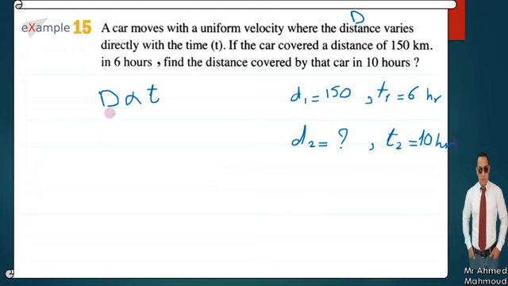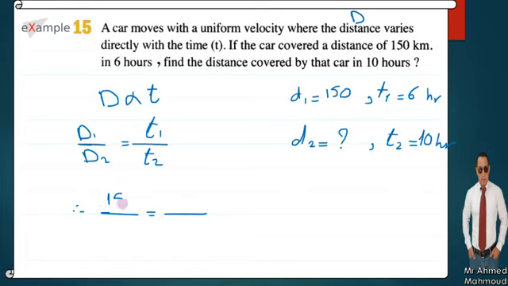Here we have direct variation, then d1 over d2 equals t1 over t2, therefore 150 over d2 equals 6 over 10, therefore d2 equals 150 times 10 over 6 equals 250, and the distance here is in kilometers.